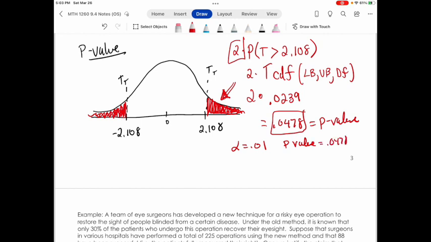Remember, our alpha is 0.01. That's our level of significance. Our p-value we just found here is 0.0478. So our p-value is greater than my alpha, which tells me do not reject.